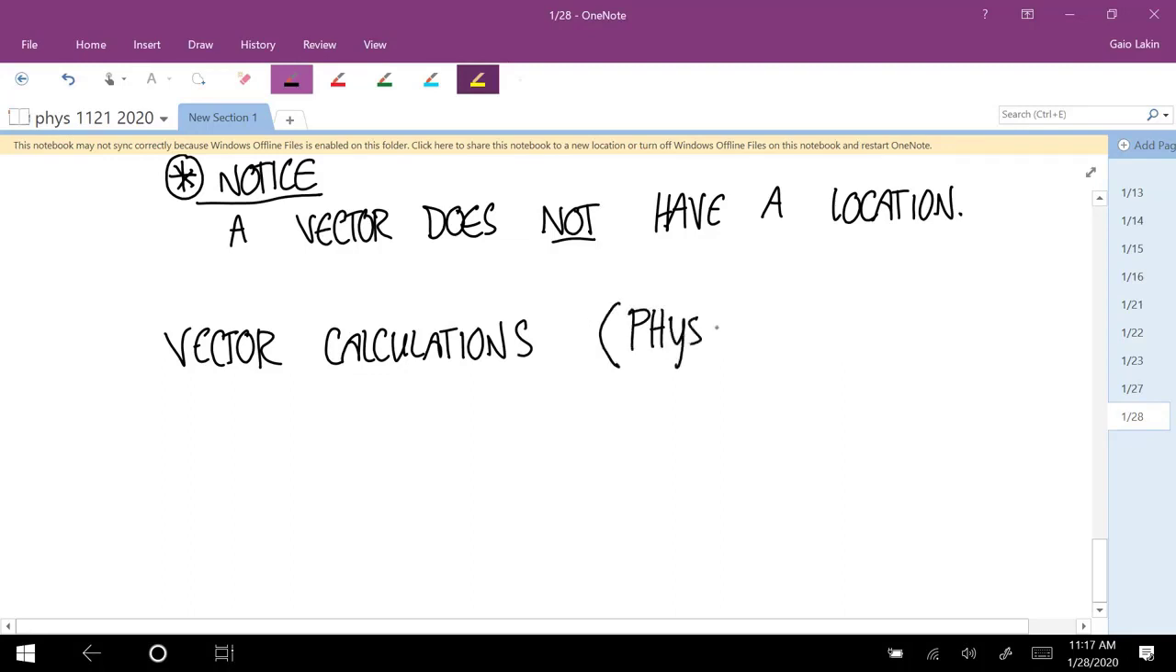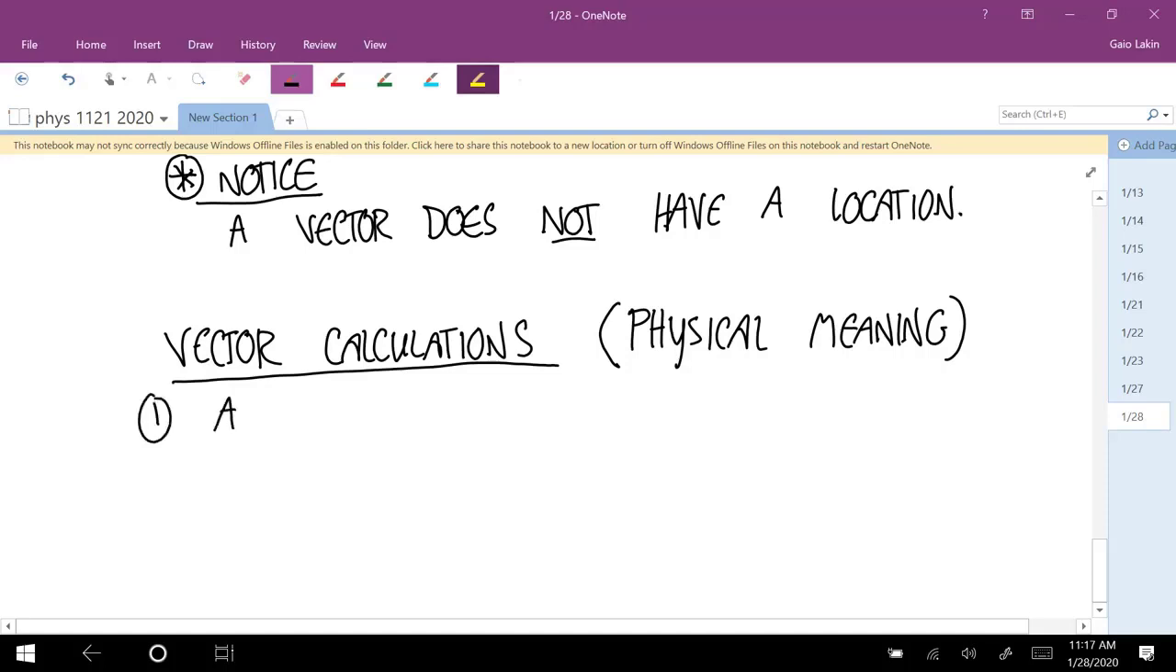So I'll call this the physical meaning. And we're going to do 2 calculations. We're going to add 2 vectors. And we're going to multiply a vector by a number.